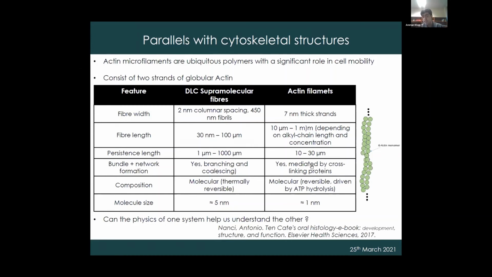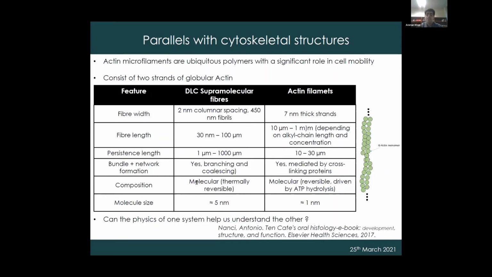Actin filaments tend to bundle by cross-linking proteins. They tend to form these networks, which are really important in cells and the cytoskeleton. Similarly, discotic crystalline fibers tend to branch out and coalesce and make these three-dimensional networks that can hold a solvent together and form a physical gel.